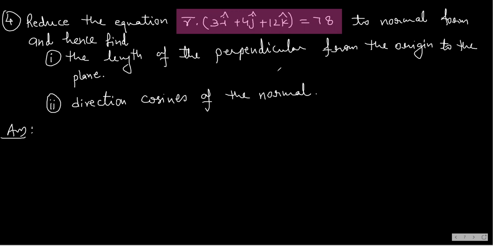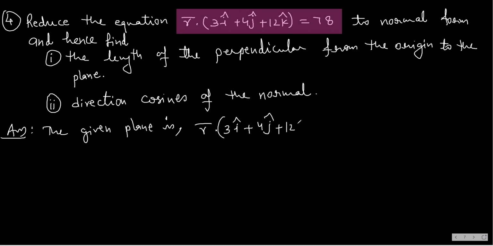We have to find the length of the perpendicular from the origin to the plane, and we have to find the direction cosines of the normal. So here we will begin with the answer. We will write the given equation. The given plane is r bar dot 3i cap plus 4j cap plus 12k cap equals 78.